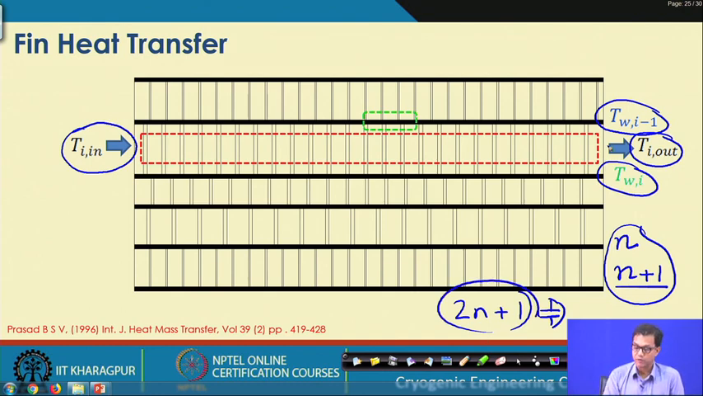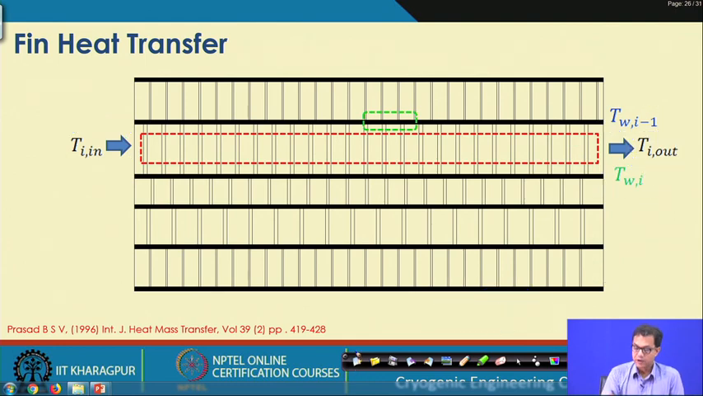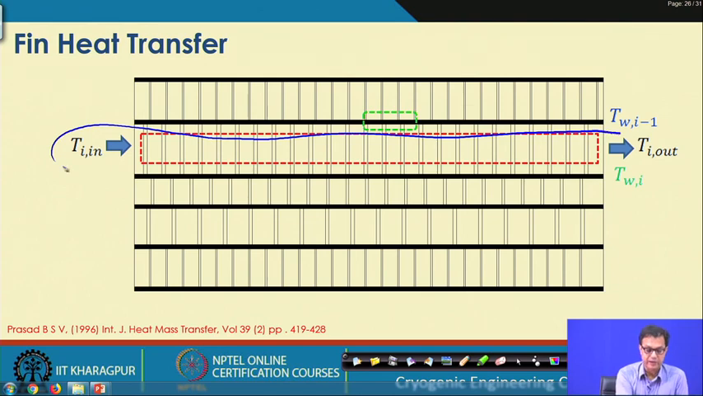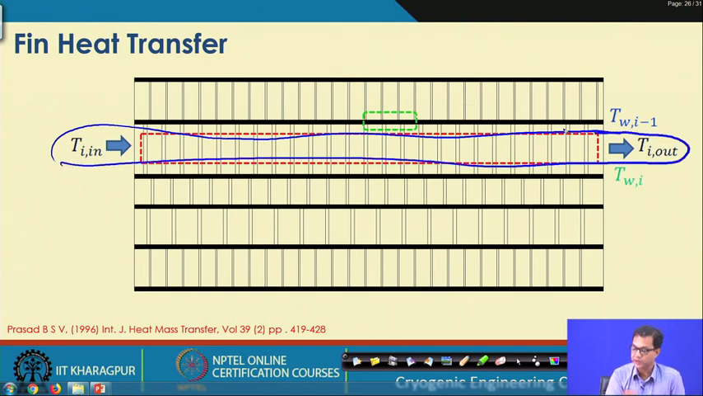So, first of all, what we would like to do is take an energy balance over this ith channel, where the fluid is entering at T in and moving out at T out, and consider what heat transfer is going to take place. Some amount of heat will be coming from here, some amount of heat will be coming from this side, and the fluid will be receiving that amount of heat and coming out.